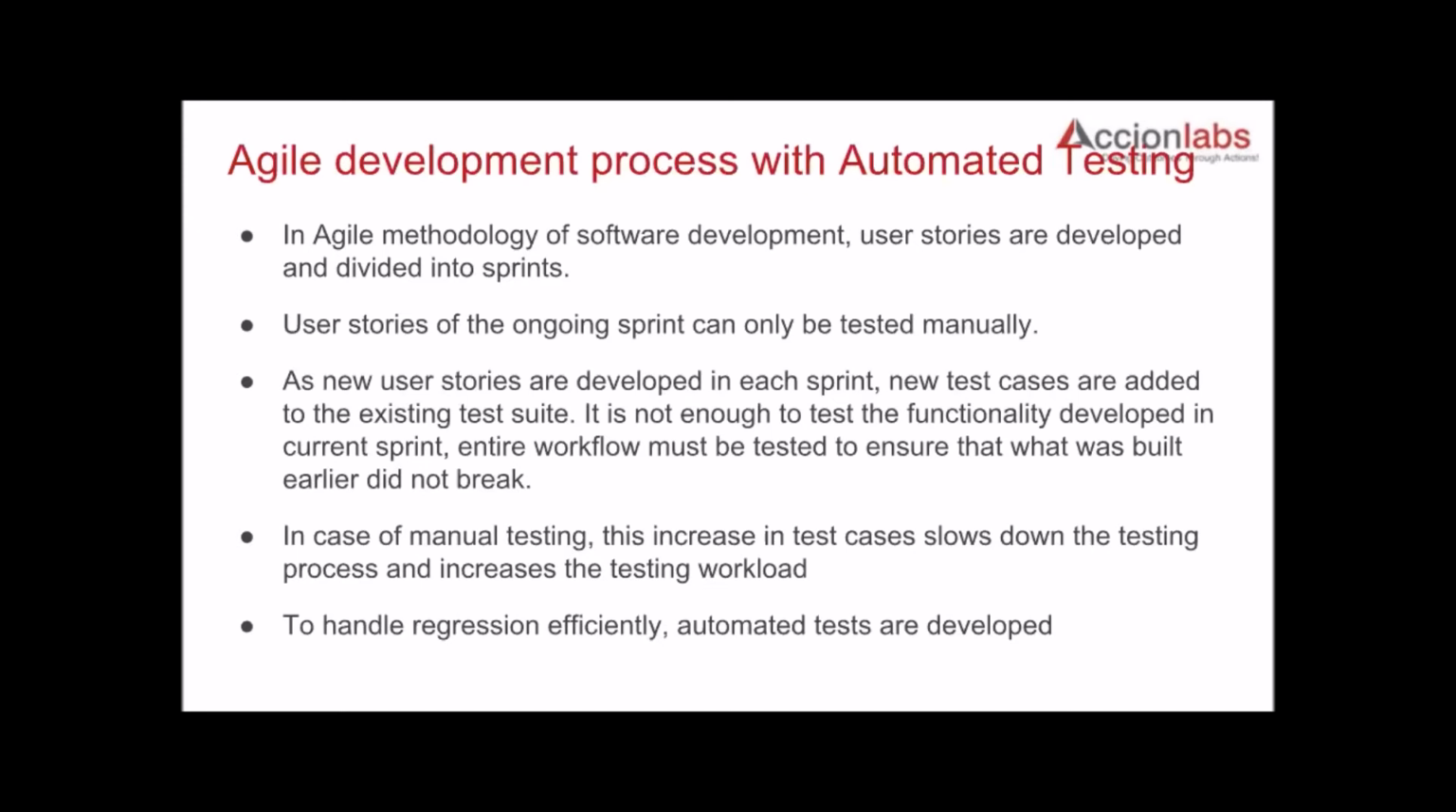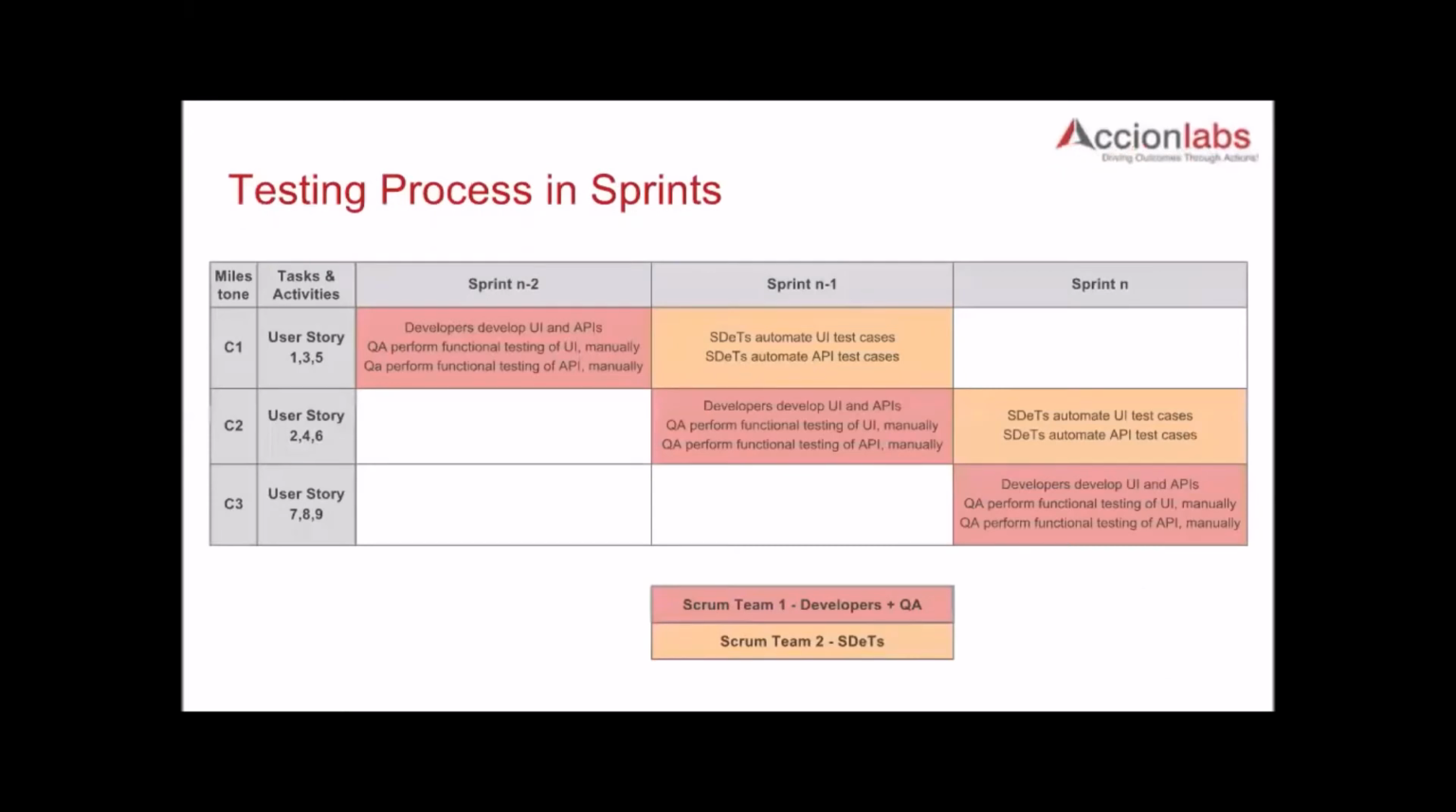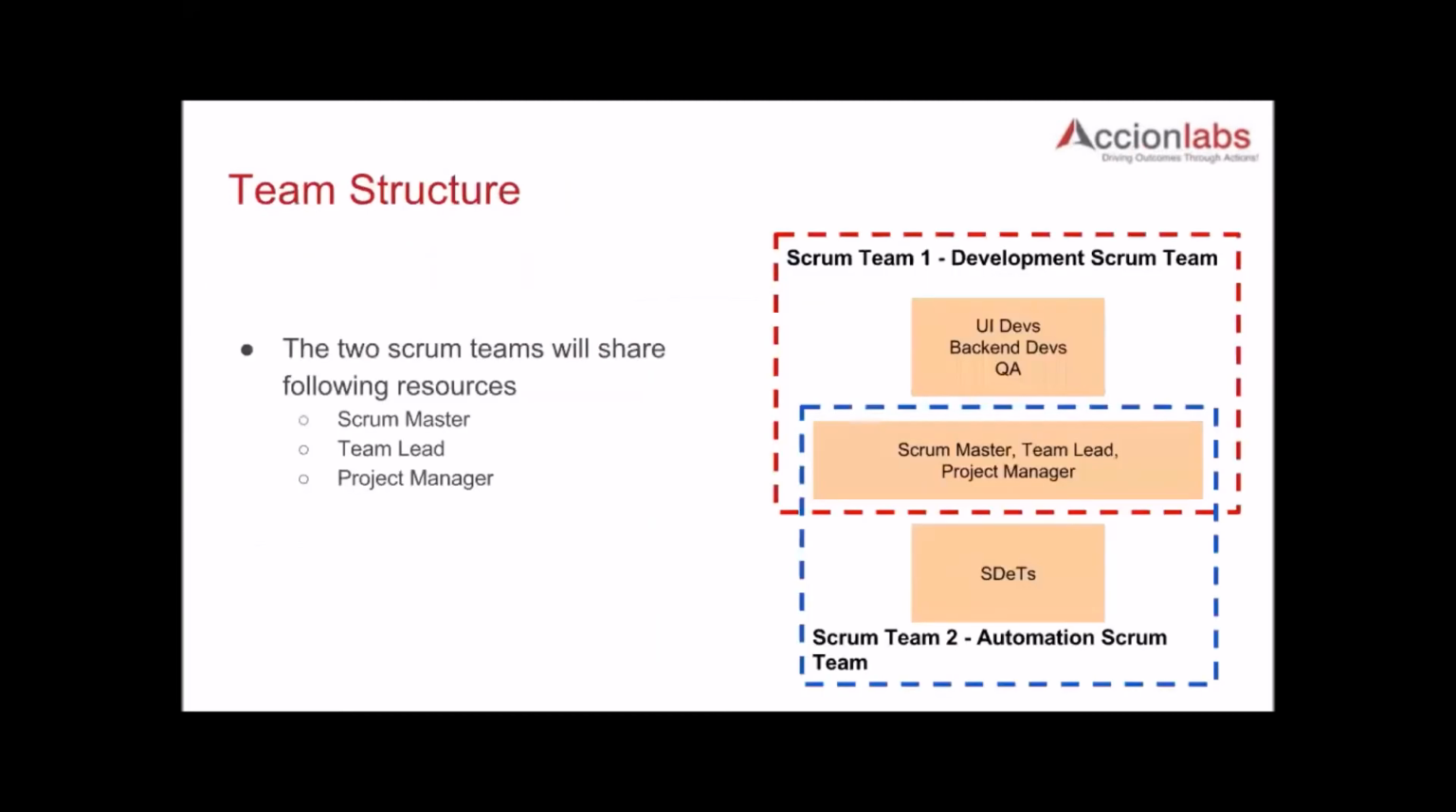So I'll take a moment to explain our agile development process with automated testing. Typically what happens is that, and I can easily explain this with this diagram. Okay, so we have 2 teams. We have Scrum Team 1 and Scrum Team 2. And I think this is the description of Scrum Team 1 and Scrum Team 2.